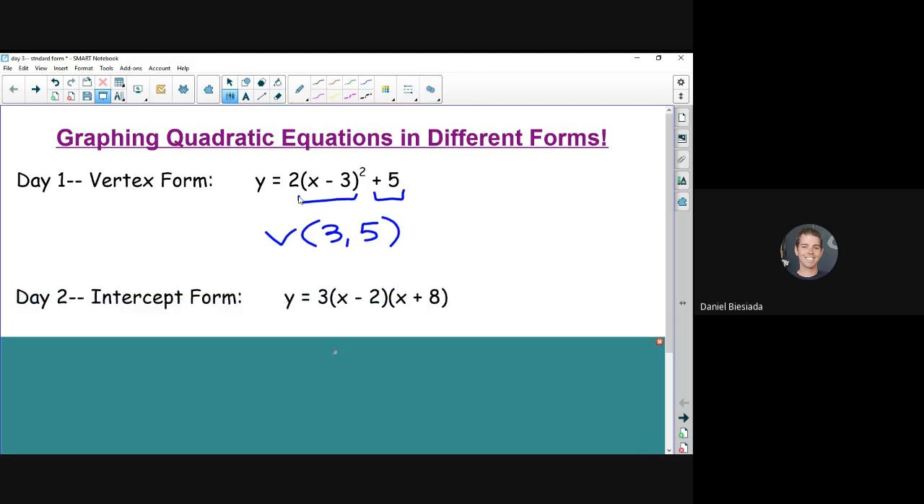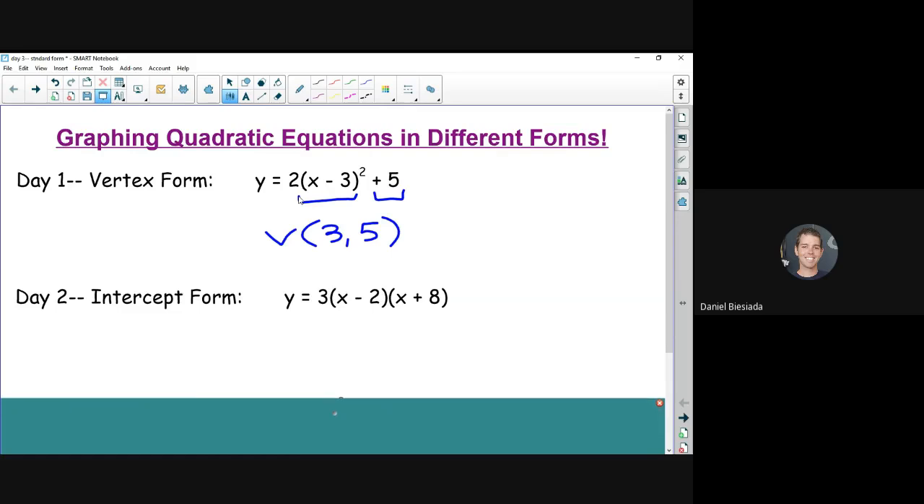On our last lesson, we talked about this thing called intercept form. And the great thing about intercept form is that we were very quickly able to get our x-intercepts. We look at what's in the parentheses, we switch those signs, and we got x-intercepts of (2, 0) and (-8, 0). But that wasn't the vertex, and this is really all about finding the vertex.